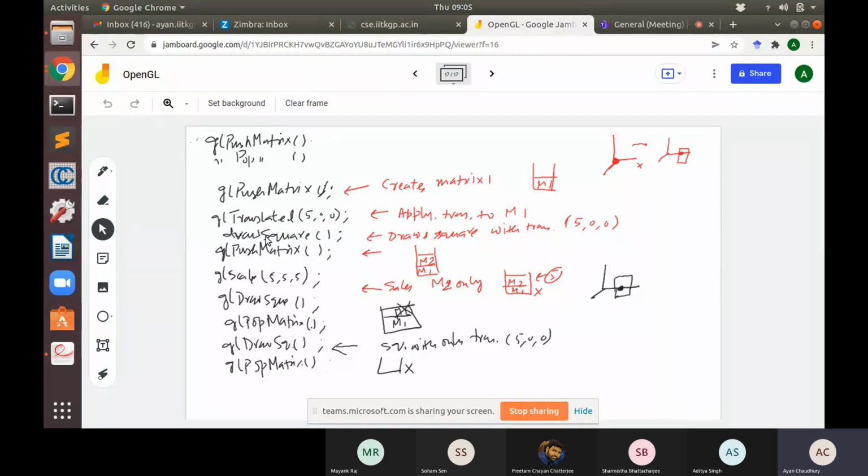Now, if you draw a square, so let's say this is your function for drawing a square, it will draw a square with translation 5 0 0. That means that square won't be drawn at the origin. It will be drawn somewhere here at 5 on the x-axis. Now let's say you do push matrix again. Then what happens? It creates another matrix, duplicating matrix 1 on top of matrix 1, and let's call it matrix 2.